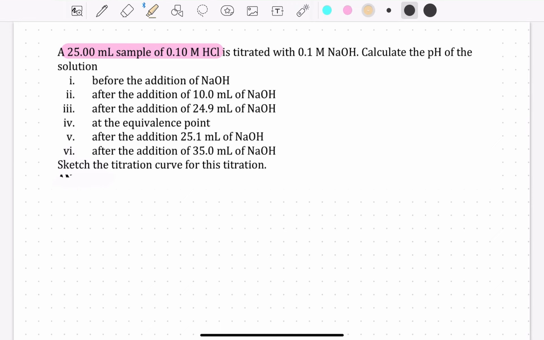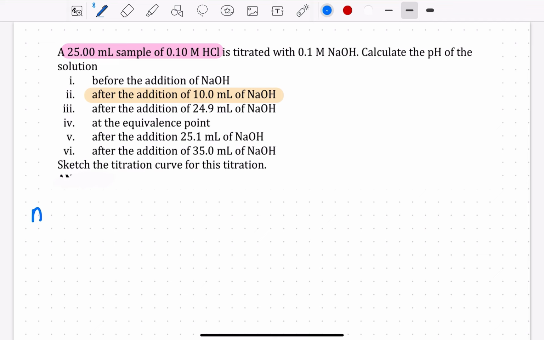Okay, let's take a look at the second question, which is, what would be the pH after the addition of 10 mL of sodium hydroxide? Now, in my previous video, I explained to you that when it comes to titration, it involves the number of mole, and therefore you have to calculate the number of mole for the hydrochloric acid and also the number of mole for the sodium hydroxide. So let's begin.